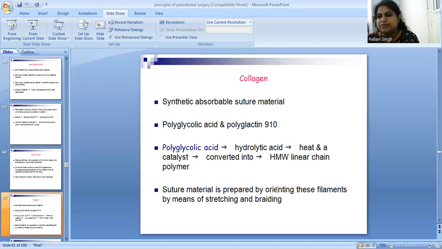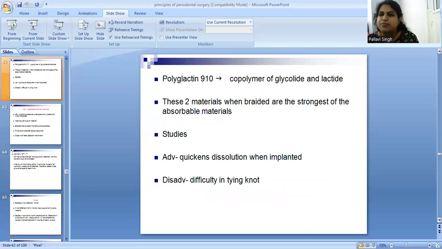Suture material is prepared by orienting these filaments by means of stretching and also by braiding. Polygalactin 910 is a copolymer of glycolide and lactide. These two materials, when braided, are the strongest of the suture materials. There are studies to prove the efficacy of the suture material, and they also prove that when the two materials are braided, they are the strongest absorbable suture material.